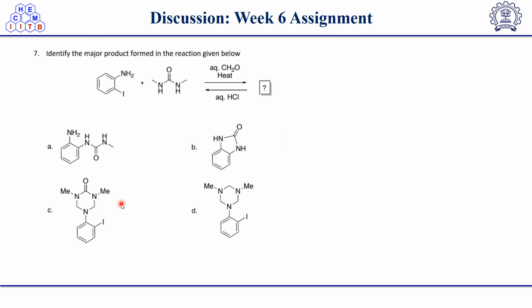Now moving to the next question. Identify the major product formed in the reaction given below. So this iodoaniline is treated with this dimethylurea kind of derivative under formaldehyde conditions with heating, which is a reversible reaction as well, under HCl conditions. So what will be the product in this reaction?